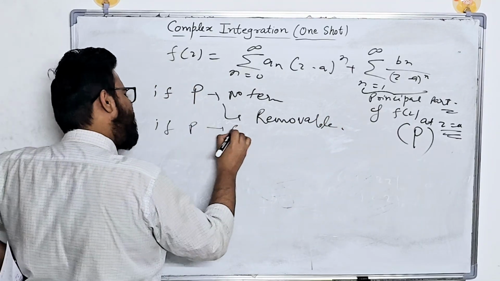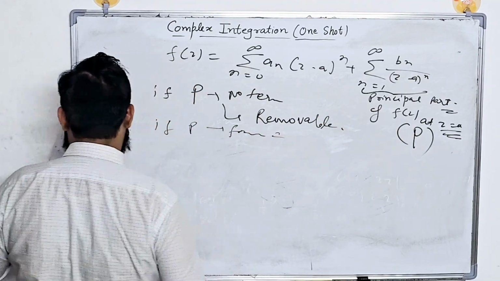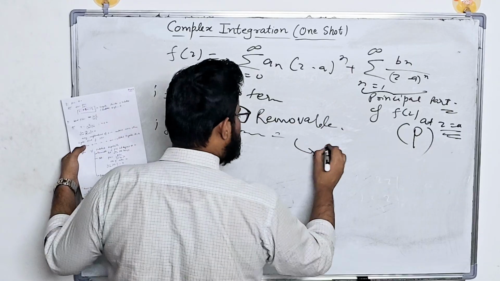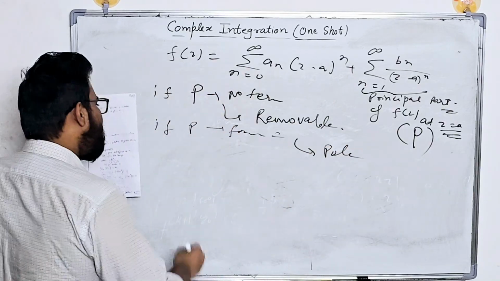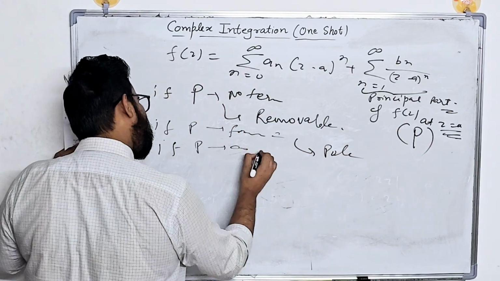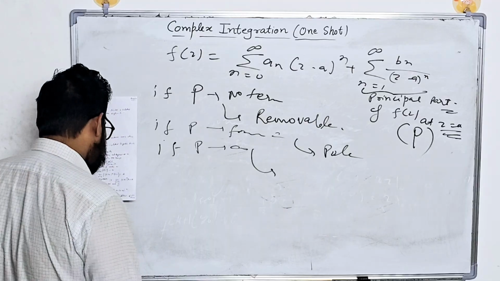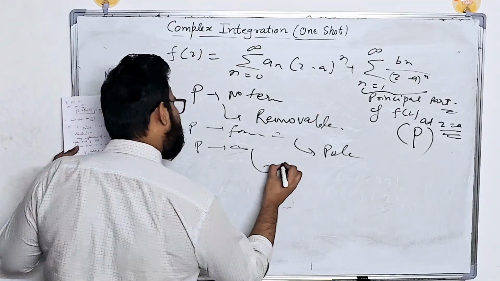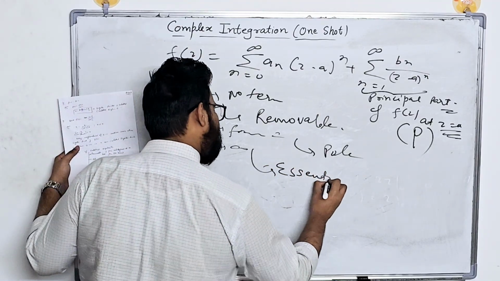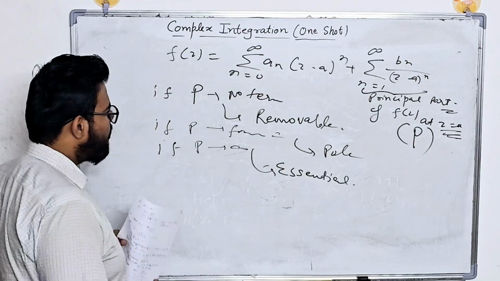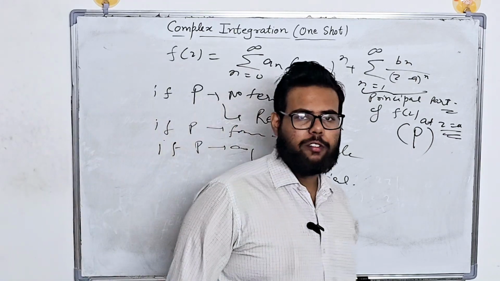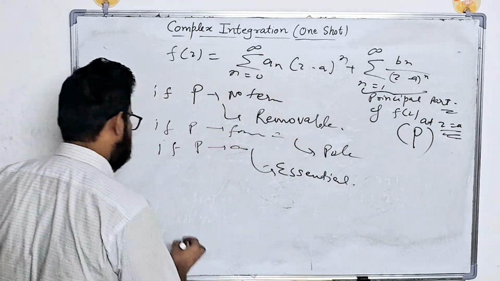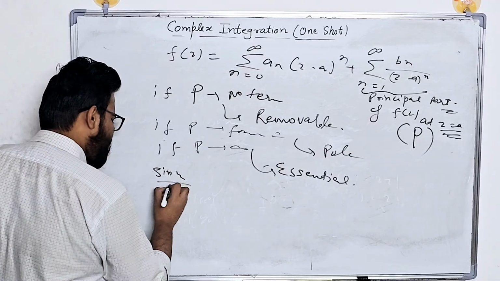If p has finite terms, then it is called a pole singularity, right? And if p has infinite terms, then it is called an essential singularity, right? Okay. So removable singularity, basically, suppose sin z divided by z, right?